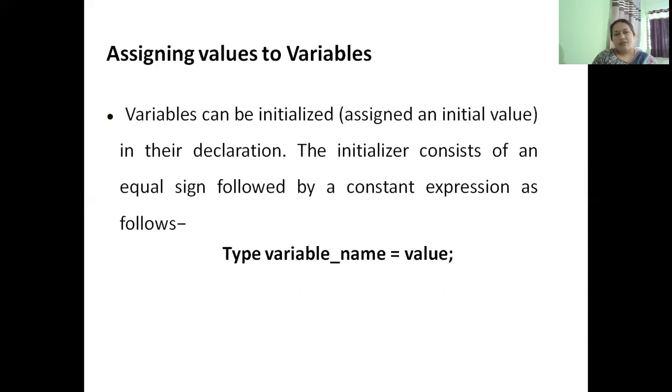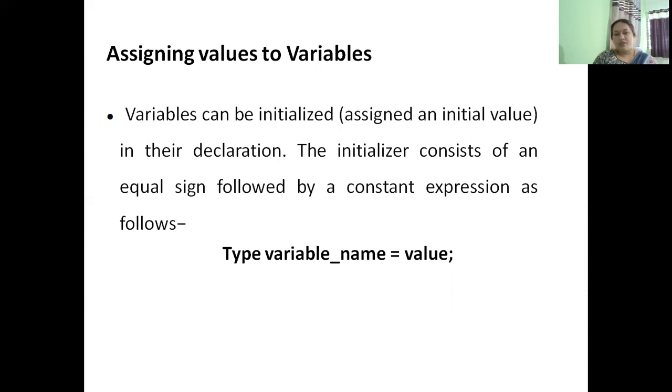The next important thing you should know for variables is how to assign values to variables. You have declared variables, now how do you put values in them? You can initialize values for variables using the syntax: type variable name equal to value. You can combine the declaration as well as initialization in one line, or you can declare variables separately and initialize them separately as well. Both are valid. Here type stands for data type.